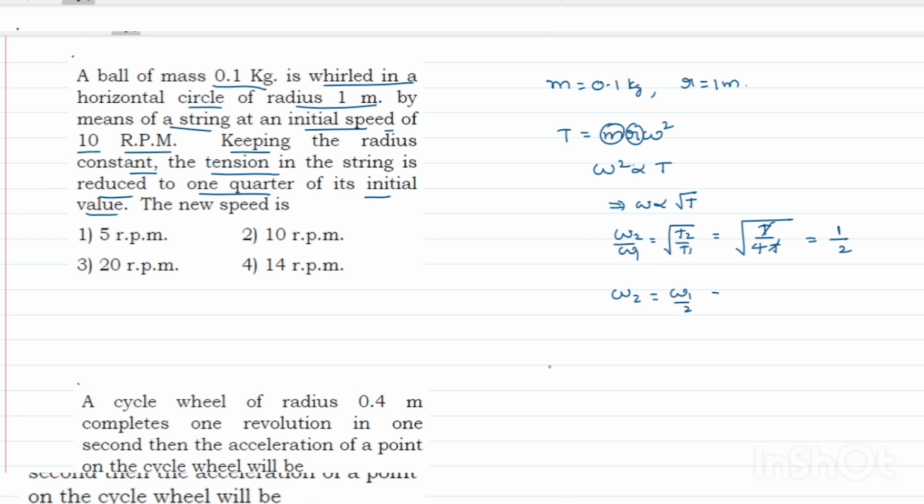So omega 1 is given as 10 rotations per minute. They are actually asking for the angular frequency. So omega 2 equals omega 1 by 2, which is 10 by 2, equal to 5. So 5 rotations per minute. This is the correct answer.